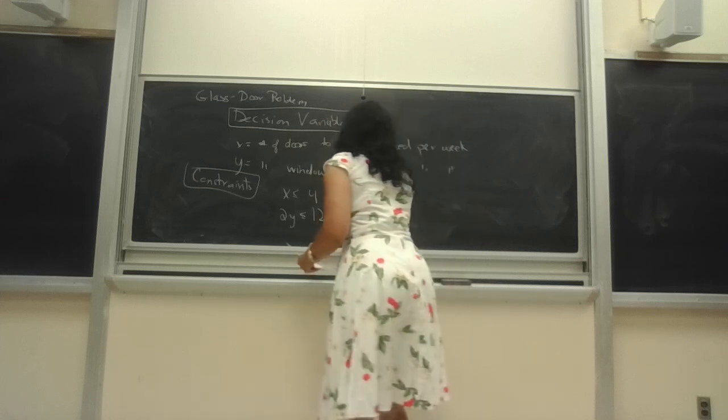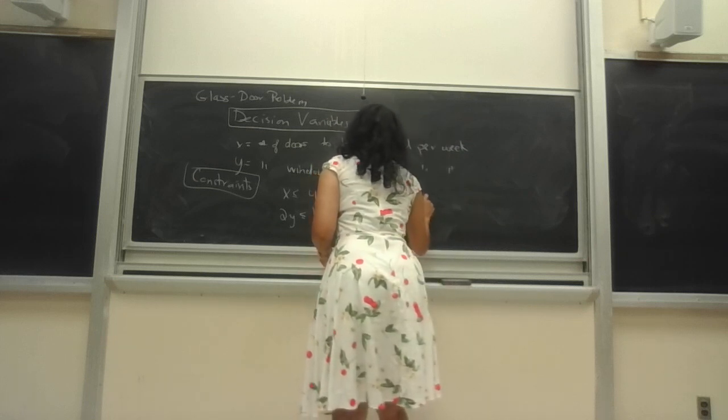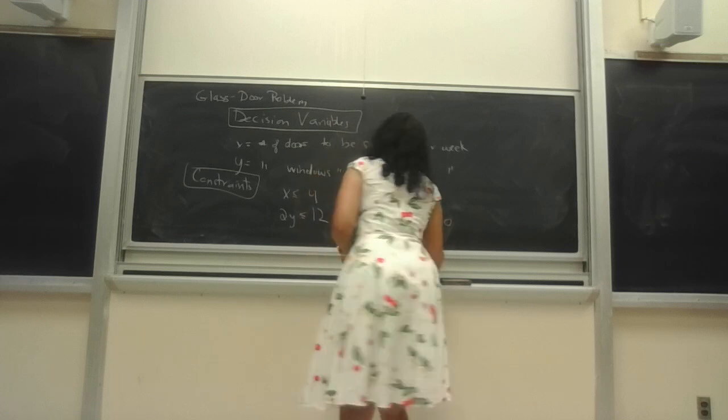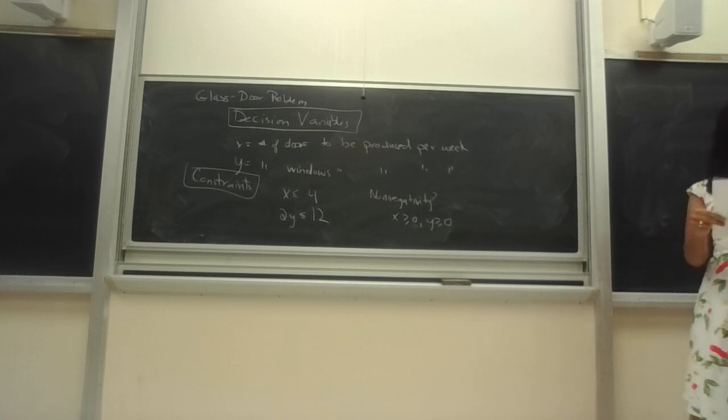And then you typically have to ask yourself about non-negativity. Yeah, I can't have negative numbers of doors and windows. So you'll have to look at it and actually remember that.